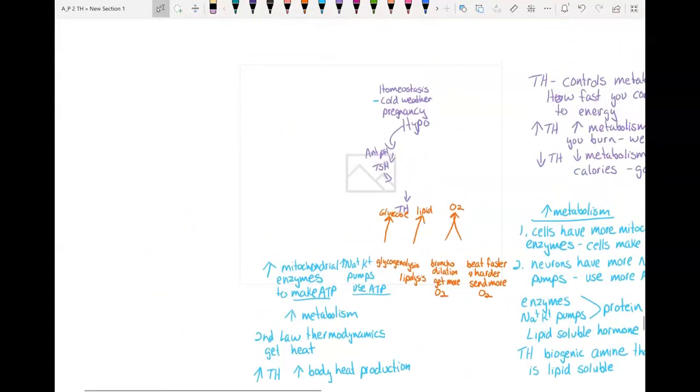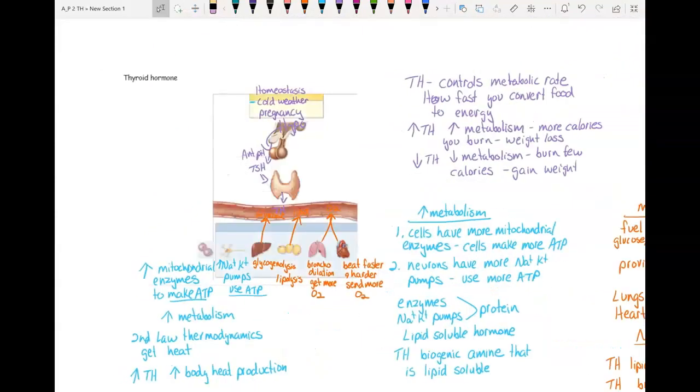So here you go. There is thyroid hormone and everything that it does.